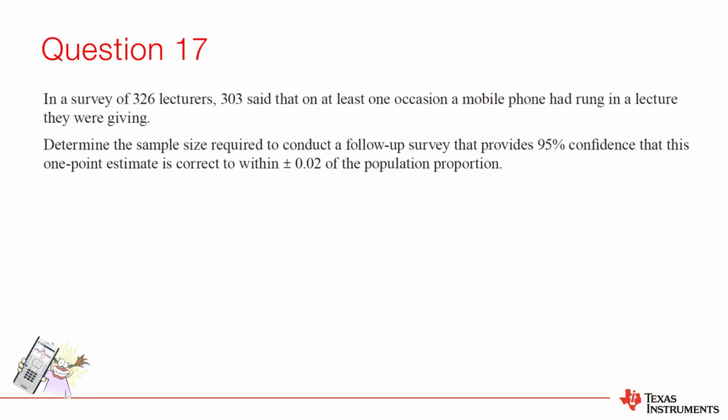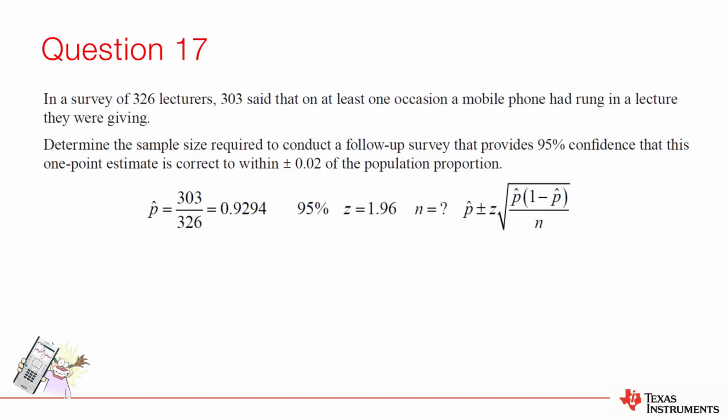Well, this time the p-hat value is 303 over 326. A 95% confidence interval gives me a Z score of 1.96, and the confidence interval is p hat plus or minus Z times the square root of p hat times 1 minus p hat over n. So everything in that equation is known except for the value of n.